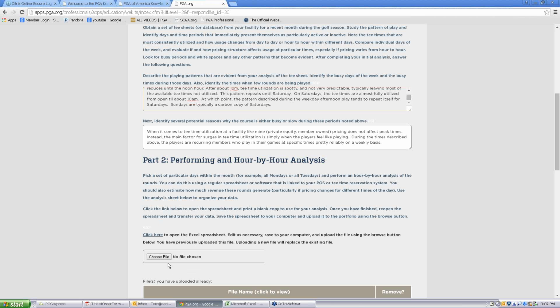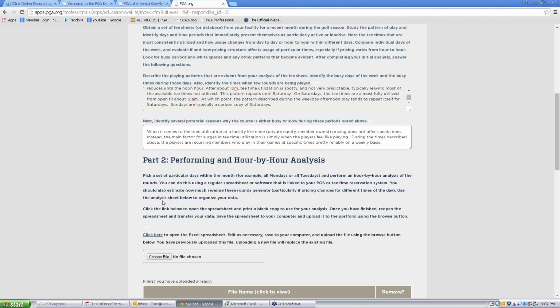So with that being said, we're going to talk about what we have next. We're going to pick a day within a month, for example, and perform an hour-by-hour analysis of the rounds. You can use a regular spreadsheet or software that's linked to your point of sale or tee sheet. You may also estimate how much revenue these rounds generate.